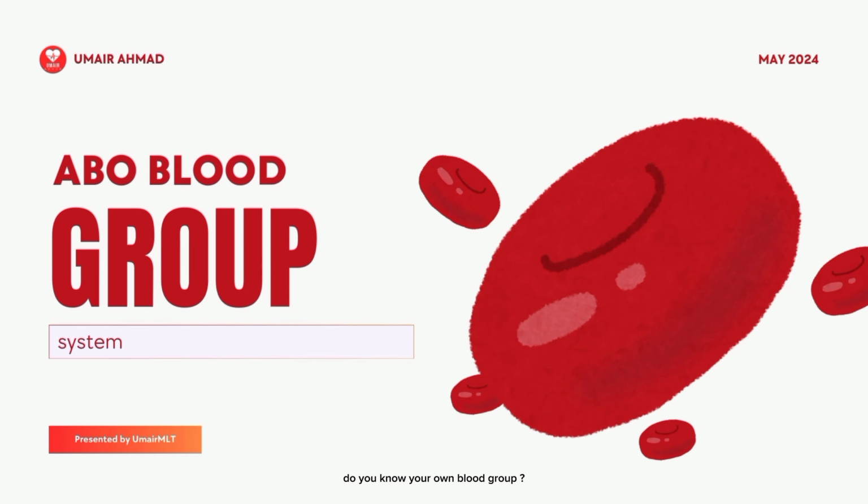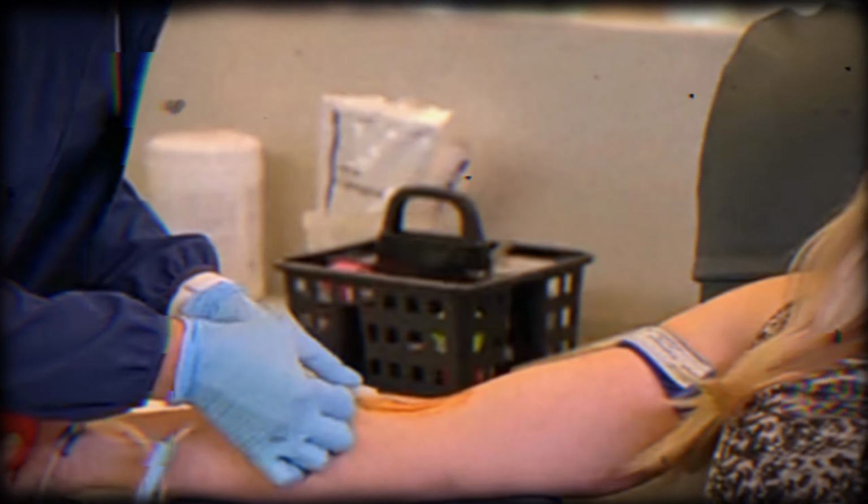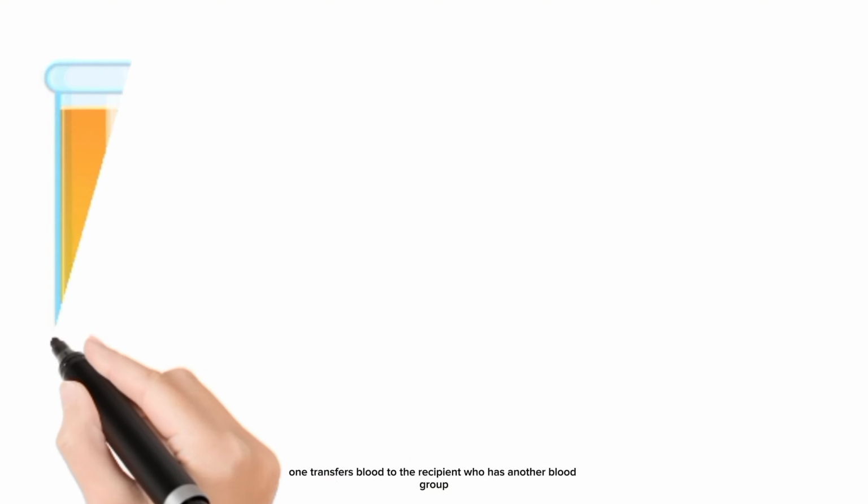Do you know your own blood group? The ABO Blood Group System is the most important classification system. Before blood transfusion, the blood group has to be determined to avoid adverse reactions. Today I will show you which blood types there are, how they differ, and what happens when one transfers blood to a recipient who has another blood group.